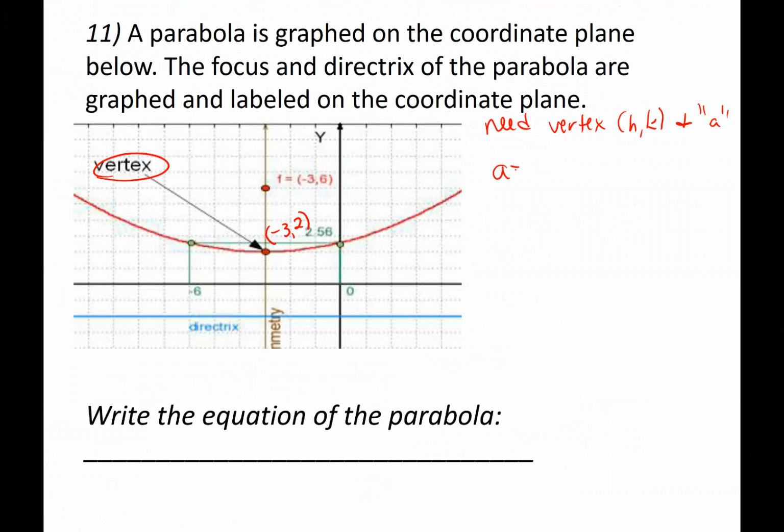Then the a value we're going to find with that same equation, 1 over 4p. In order to do that, we need p, which again is that distance from the vertex to the focus. That f up here means focus. And so if I figure that out, that is p equals 4. 4 units from one to the next. All right, so a equals 1 over 4 times 4. I get a equals 1 over 16. And so then to the equation, y equals 1 over 16, x plus 3 this time. Remember, h does the opposite, and then plus 2.